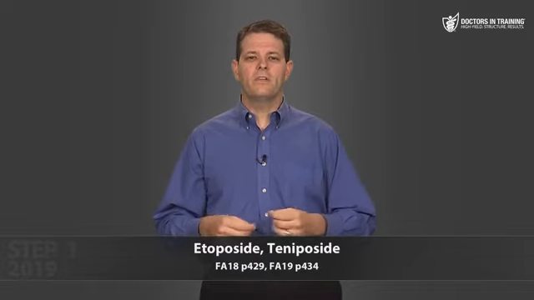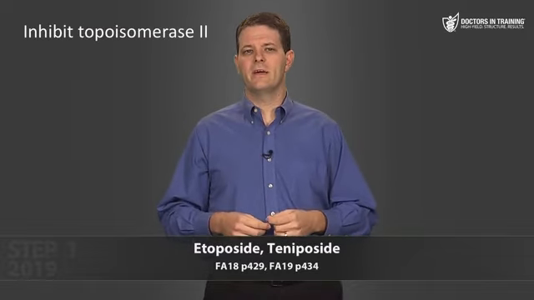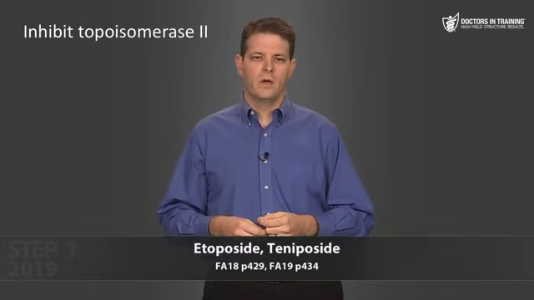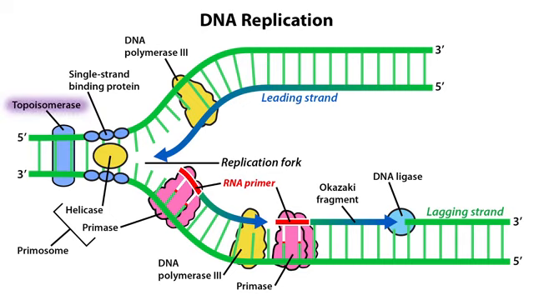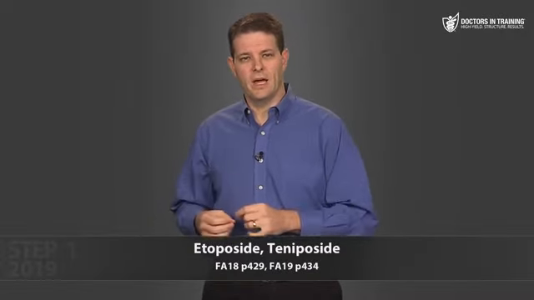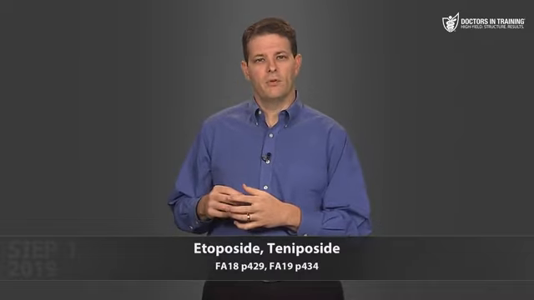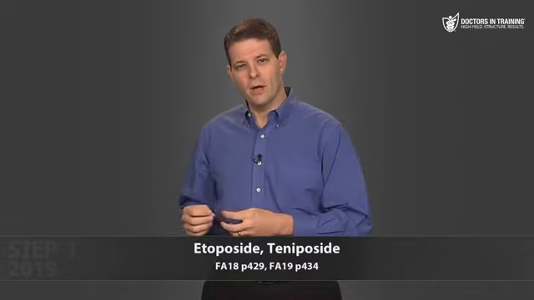The next drugs are etoposide and teniposide, which inhibit the enzyme topoisomerase II. Topoisomerase II is the enzyme that undoes the upstream supercoils as you're unwinding and replicating DNA. And if you can't relieve that supercoiling, you won't be able to replicate DNA, so cell division shuts down. Now, the name etoposide helps you to remember the mechanism of action. Etoposide has top in the name, so it's going to help you remember that it's inhibiting topoisomerase.